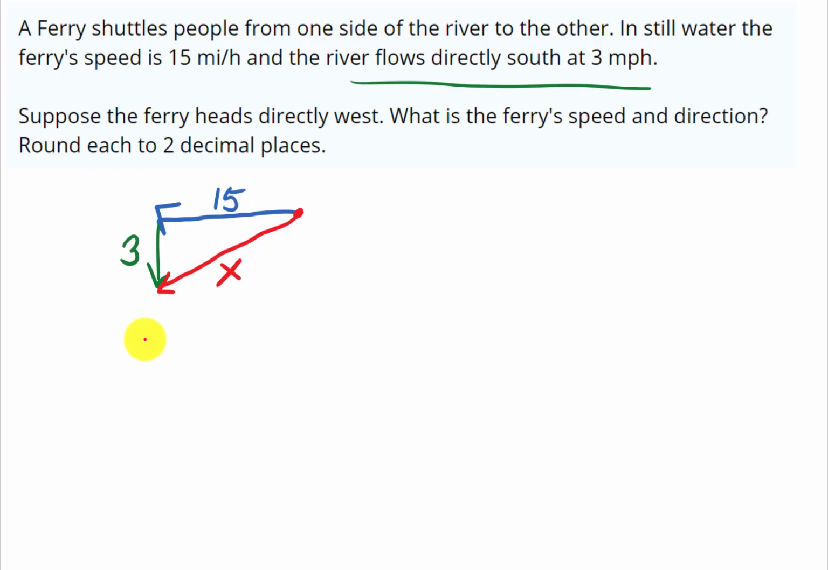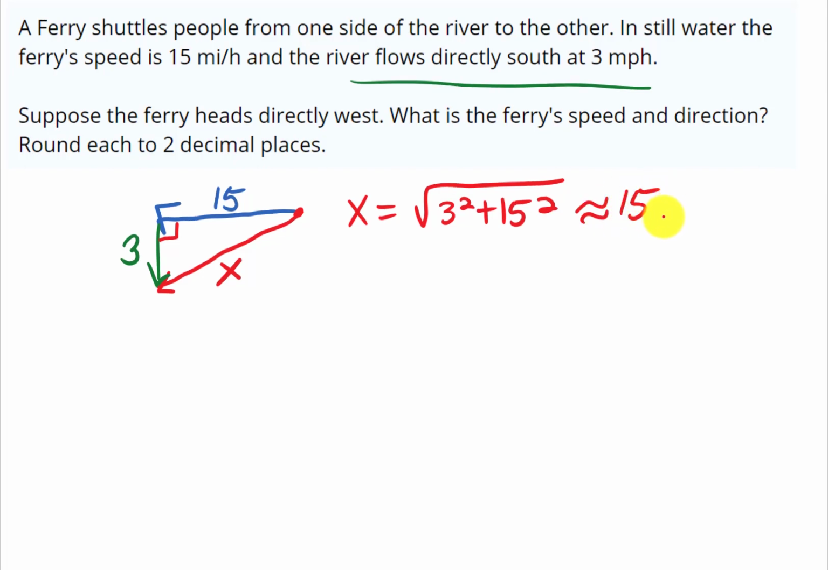One of the nice things in this one is that because we went due west and then this is going south, this is a right triangle. So we don't need to do any law of sines or cosines, we can just do the Pythagorean theorem. x is going to be the square root of 3 squared plus 15 squared. And that rounded to 2 decimal places is 15.3, because it was 297. So we were trying to go to 2 places but had to round that up to a 3.